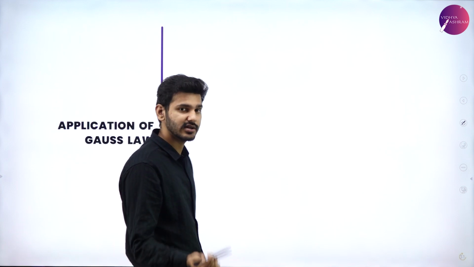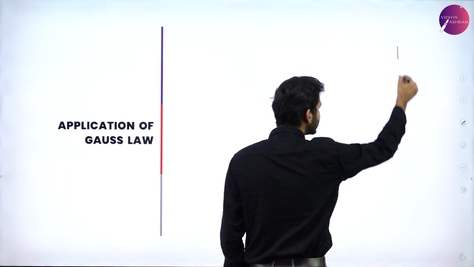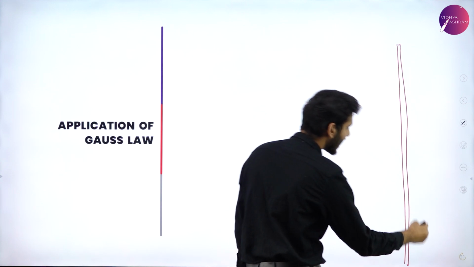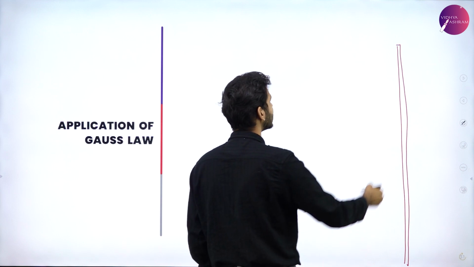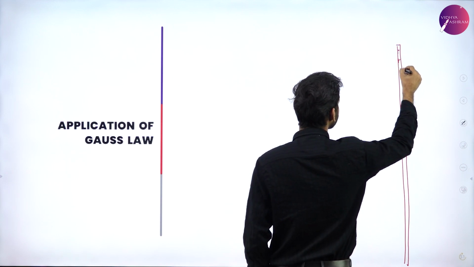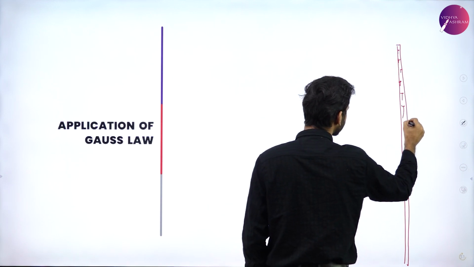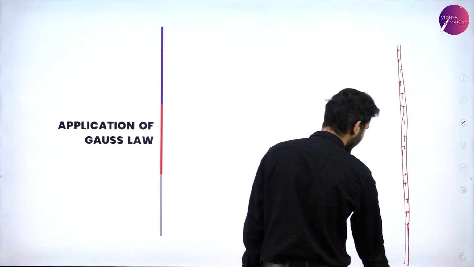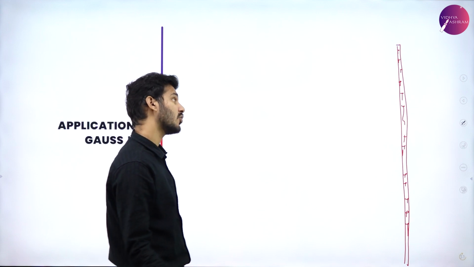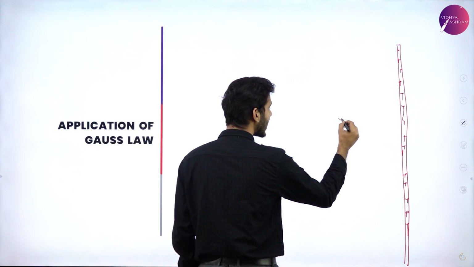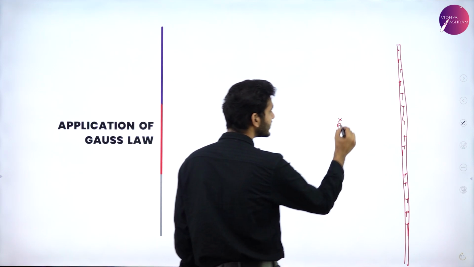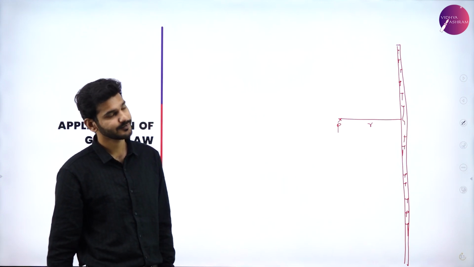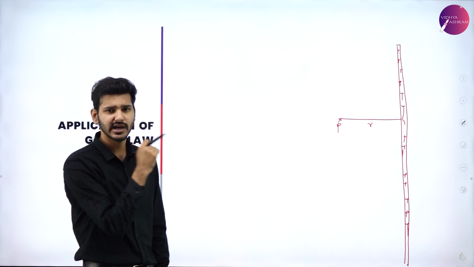Let's say that you have an infinitely long wire. It is a really long wire and the charges are distributed evenly. Let's say it is positive charges, distributed evenly throughout this surface. And you are asked to find out what will be the electric field at a point P, which is r distance away from the center of the wire.